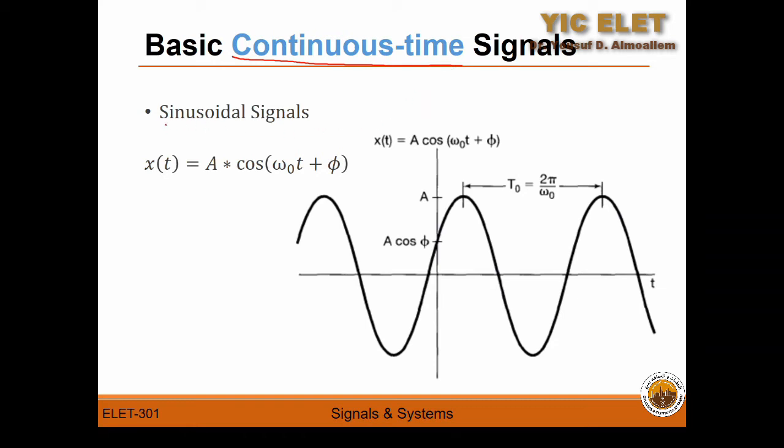So starting with sinusoidal signals, this is the expression of sinusoidal signals, whether it is sine or cosine, both work the same, with a phase shift between them of 2 pi. So if we consider this cosine function, then here is the expression and here is the plot.